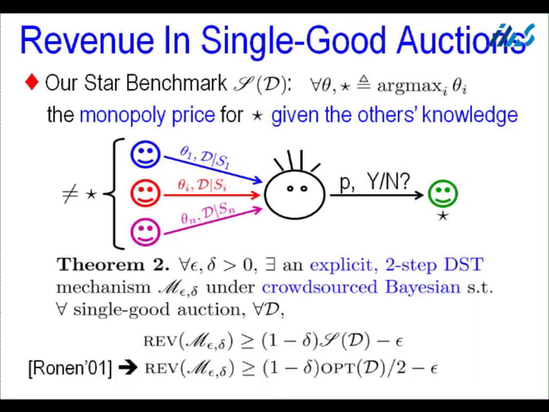Now let me assure you that this star benchmark is not invented by us. It has been studied by Ronen. Ronen proves that this benchmark is at least half of the optimum benchmark we have seen before. Therefore, using his result, a direct corollary is that the revenue of this mechanism will always be almost half of the optimum revenue.